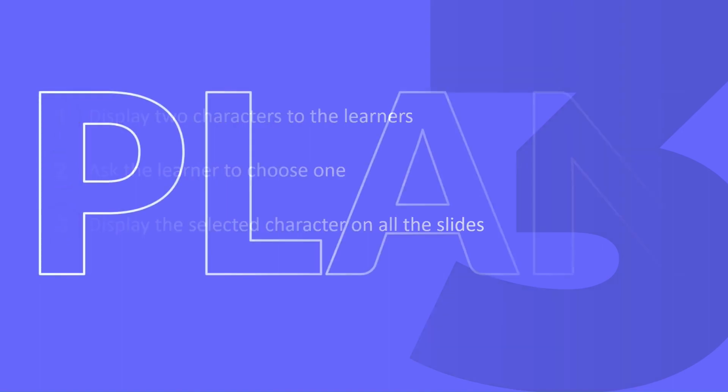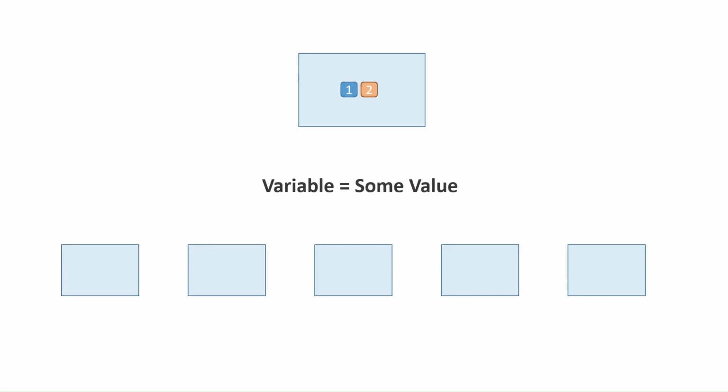So, let's get started with a plan. On the first slide, we will display 2 characters. When the user selects a character by clicking on it, we will store some value in a variable. And then we will insert 5 example content slides. On these slides, we will insert both characters. And then using the stored value from the variable, we will display one of the 2 characters on the slides. This is our small plan.